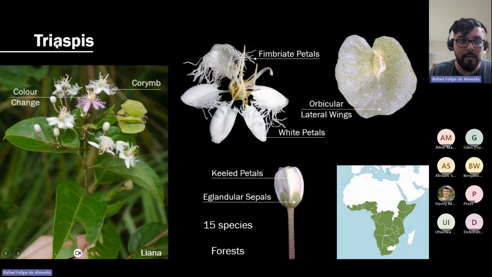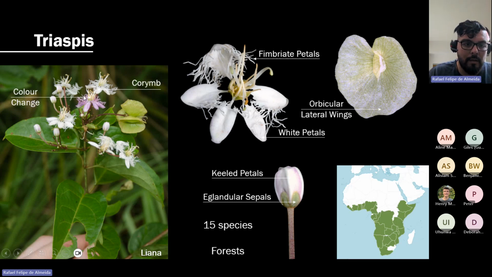And the last one here is Triaspis in this clade. So Triaspis comprises nowadays 15 species, occurring mainly in tropical Africa, not currently occurring in Madagascar, just continental Africa, in forested environments, probably rainforests and dry forests. So their flowers are arranged in corymbs. You can see a color change that is really conspicuous in their species.